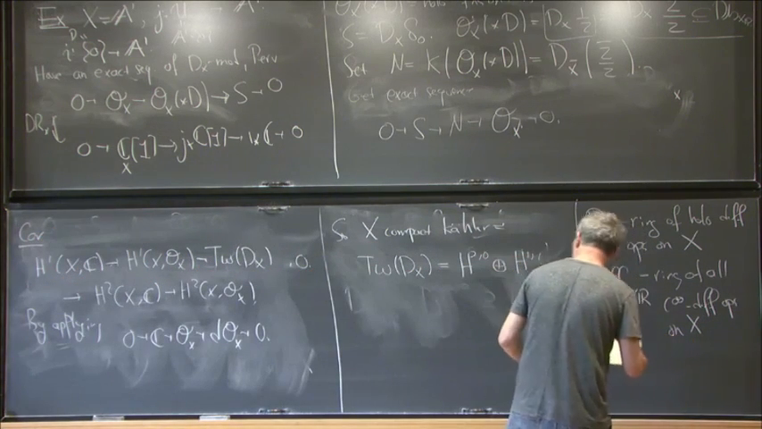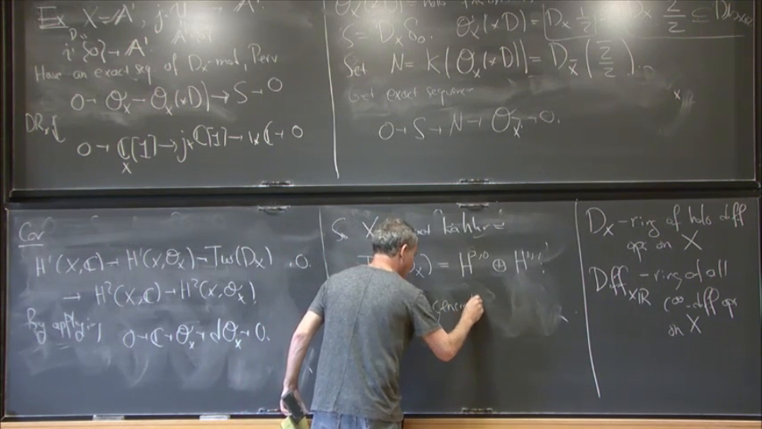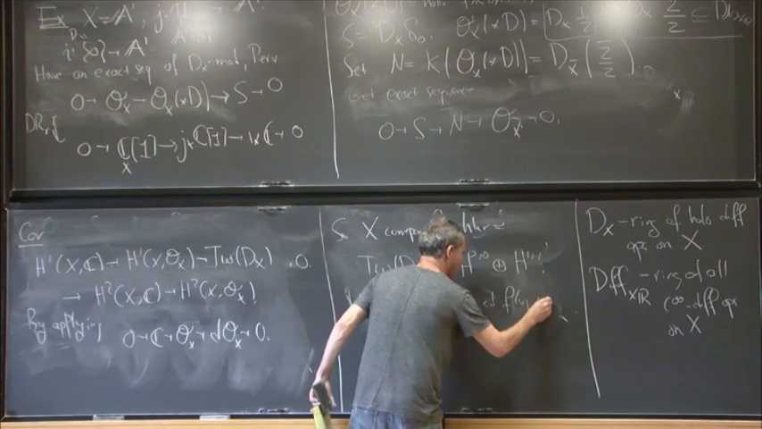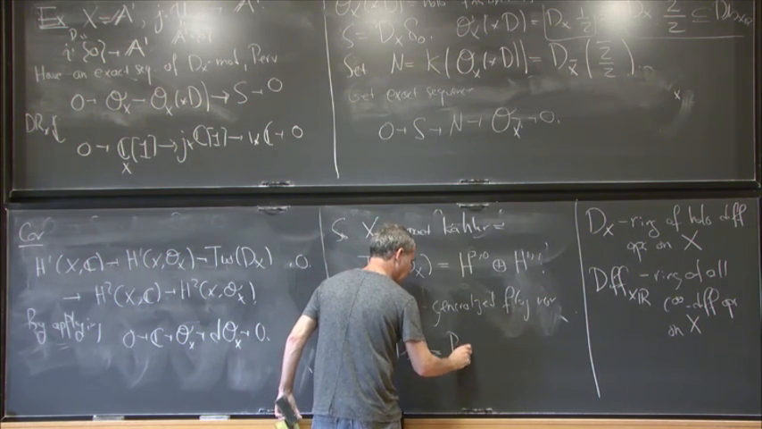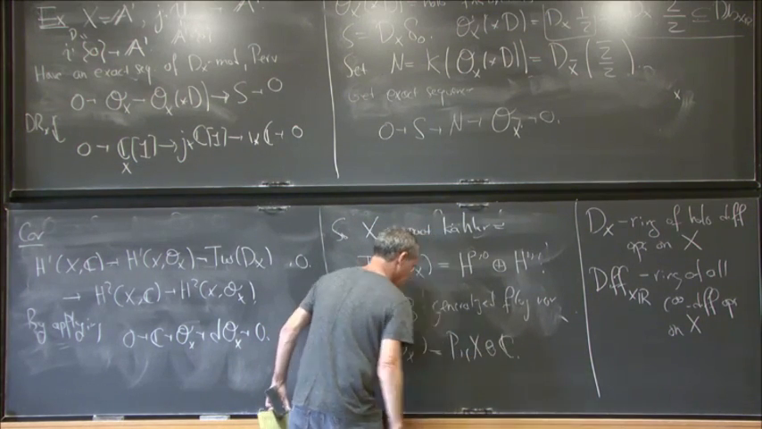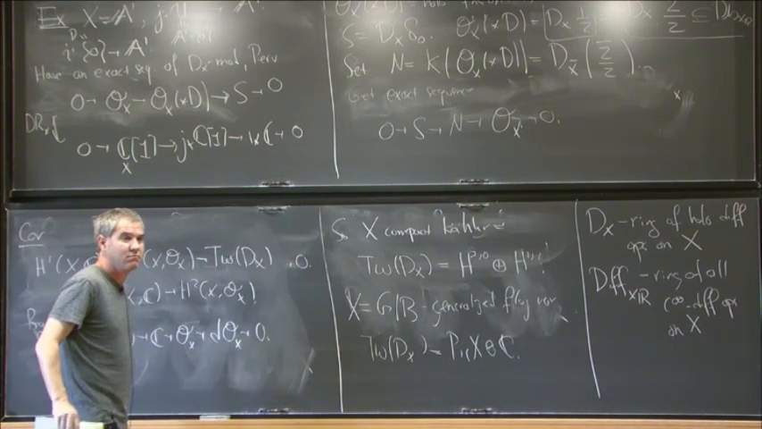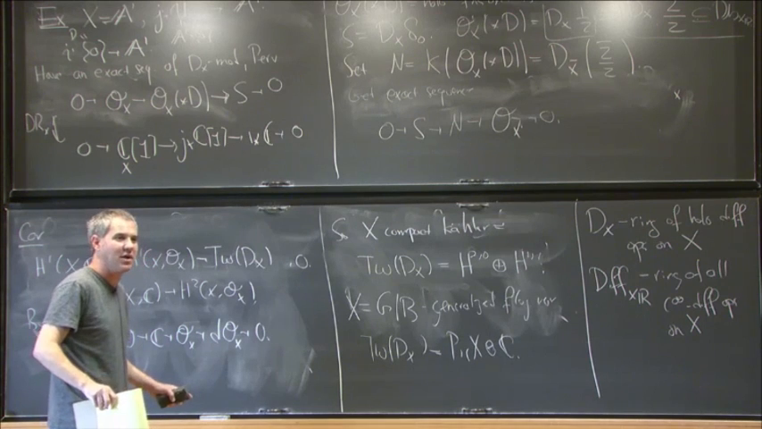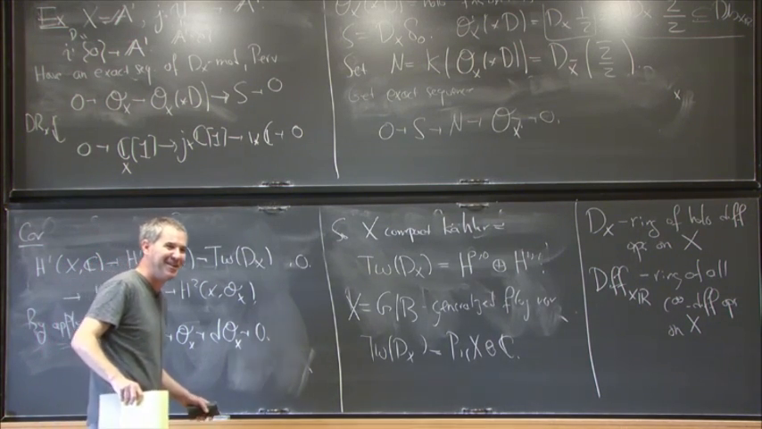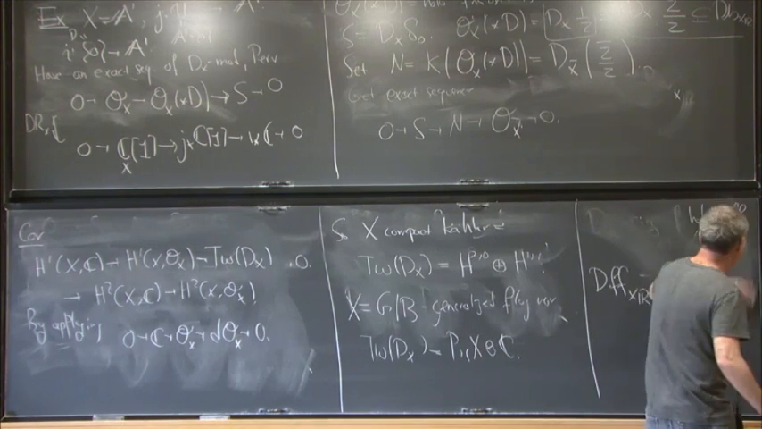Okay, and then if X equals G/B, a generalized flag variety, then the TDOs of D_X are just Pic of X tensored with C. You should think about it really seriously, because that C_1 is like a complex element, with all the twists and all that kind of thing. Really, but that was a joke.